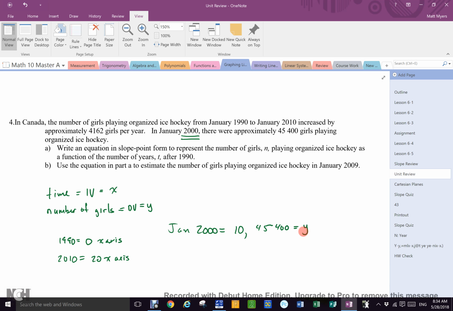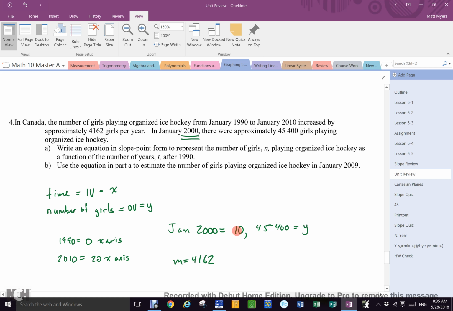Every graph has two things, an independent variable and a dependent variable. Is everybody cool with that? The other thing graphs have is a rate of change, correct? The rate of change is the slope. What is the rate of change for girls? If I go over 1 year, how many more girls are playing hockey? 4,162. So my m is 4,162.